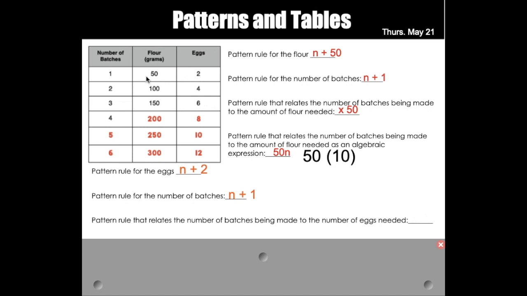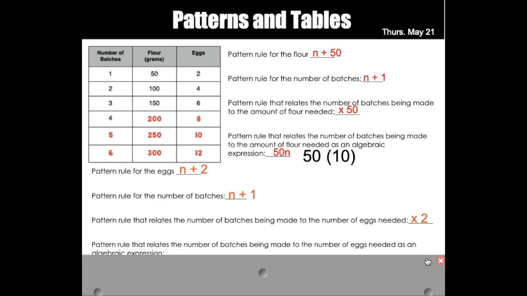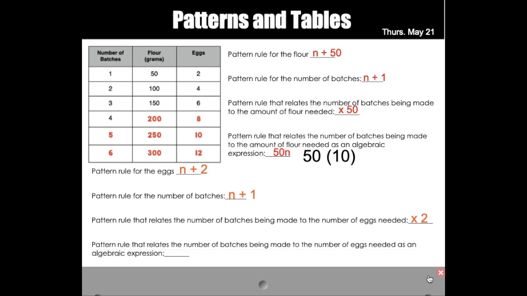1 times 2 is 2. 2 times 2 is 4. 3 times 2 is 6. So the pattern rule that relates the number of batches being made to the number of eggs needed is I times it by 2. Every time I make a new batch of cookies, I have to double the amount of eggs needed or times it by 2.